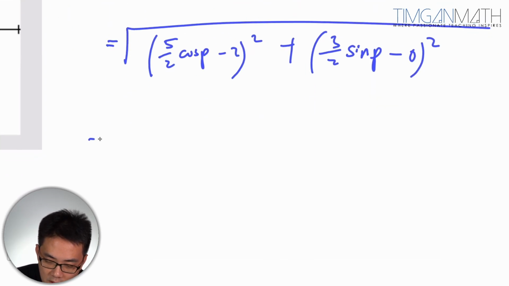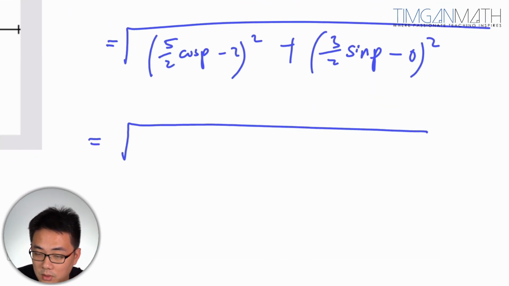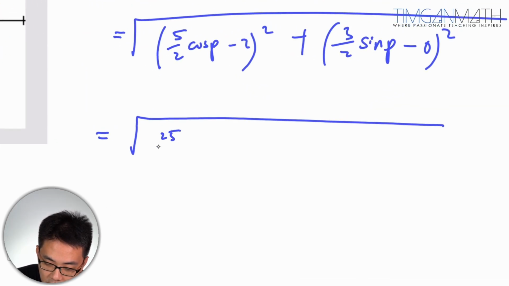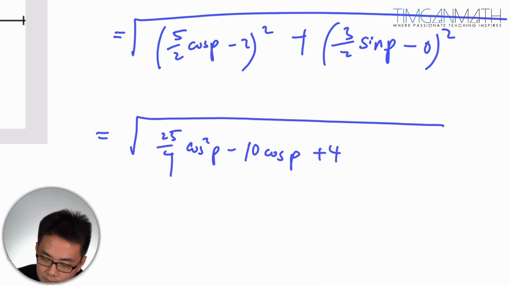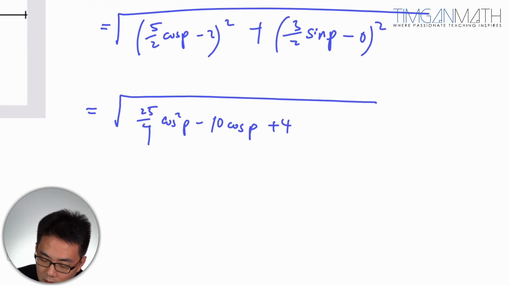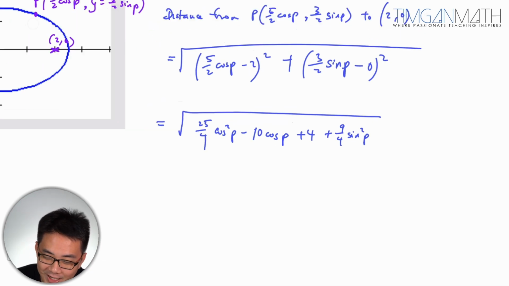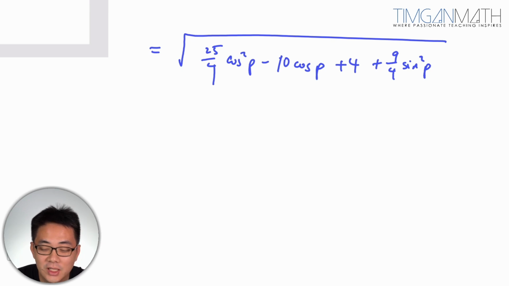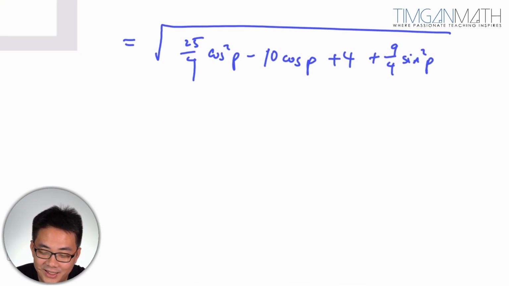Great. Once this is done, what we need to do is expand this out. So this will be 25 over 4 cosine squared P minus 10 cosine P plus 4. Then subsequently, plus 9 over 4 sine squared P. Oh, that's all. The 0 is good. I like it with 0. Okay, great. So this is it. But obviously it looks terrible now because everything is in a mess.